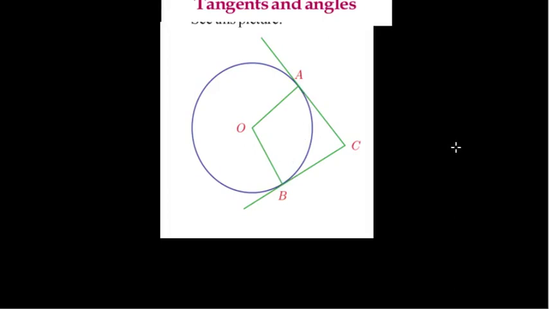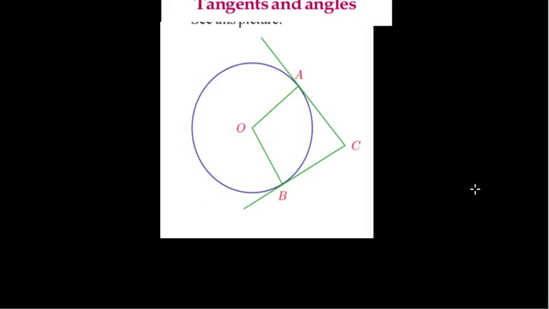Then think about the quadrilateral. In quadrilateral OACB, angle A and angle B are opposite angles. That is, the sum of these opposite angles equals 90 plus 90, 180 degrees. Therefore, we can say that this quadrilateral is a cyclic quadrilateral. Why? Angle A plus angle B equals 180 degrees.